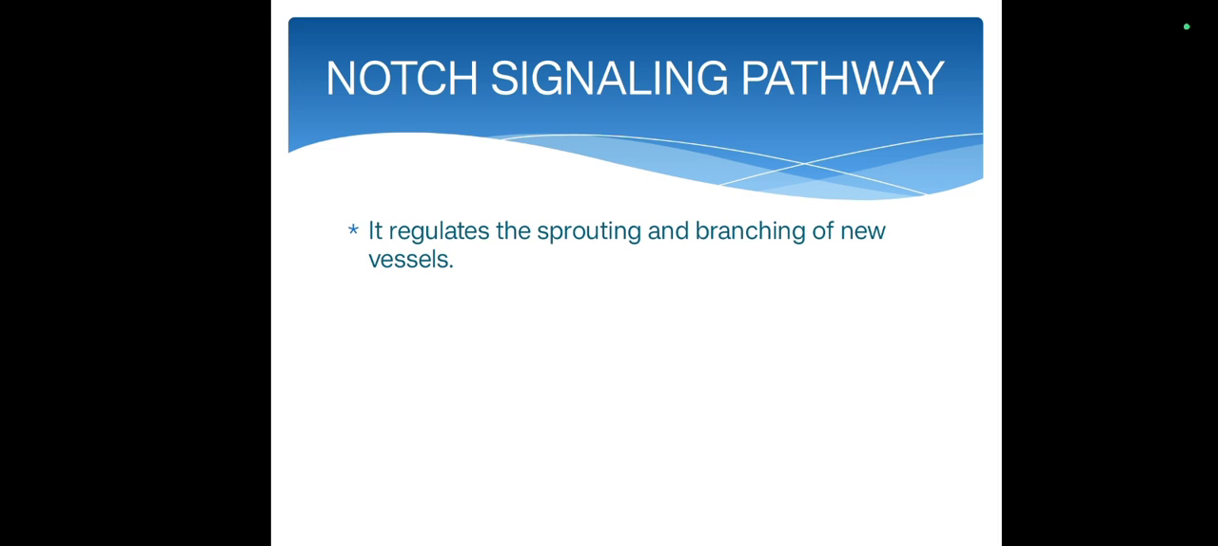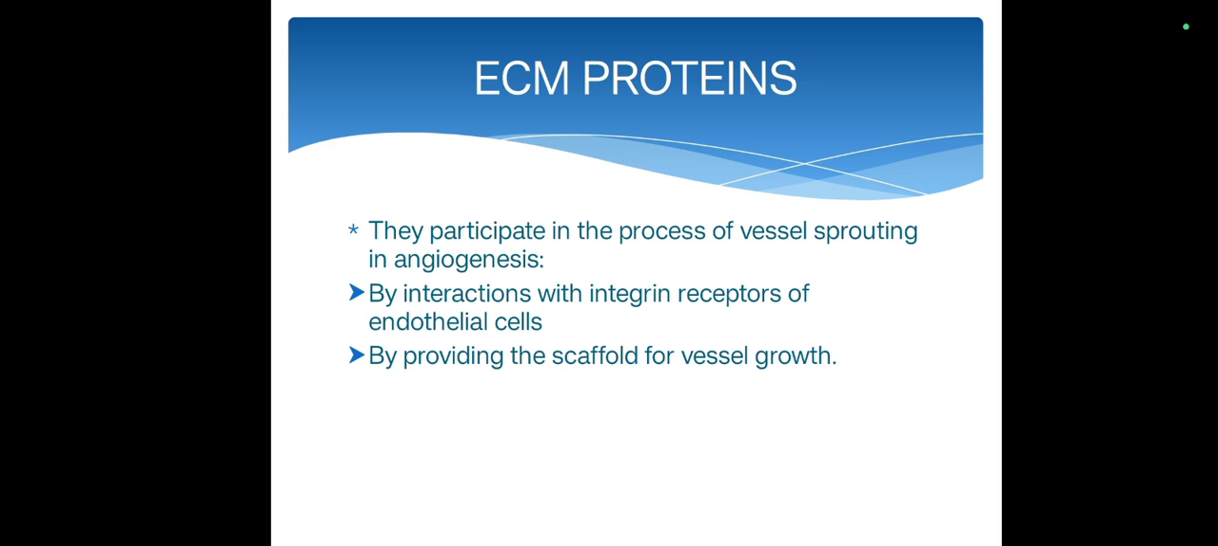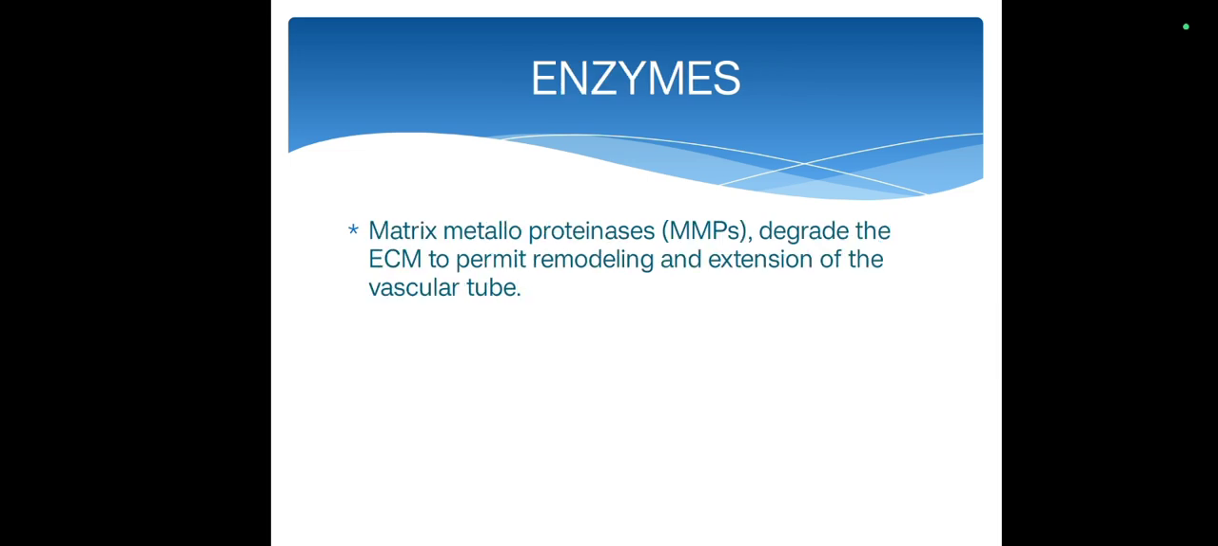Coming to pathways, here we have notch signaling pathway. It regulates the sprouting of the endothelial cell and branching of new vessels. Then we have extracellular matrix proteins. They participate in the process of vessel sprouting by interaction with integrin receptors of endothelial cells and by providing the scaffold for vessel growth. Coming to enzymes, we have matrix metalloproteinases that degrade the ECM to permit remodeling and extension of the vascular tube.